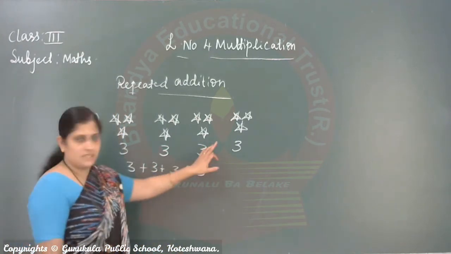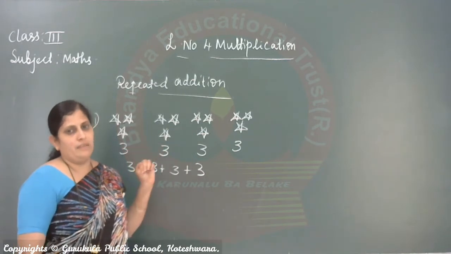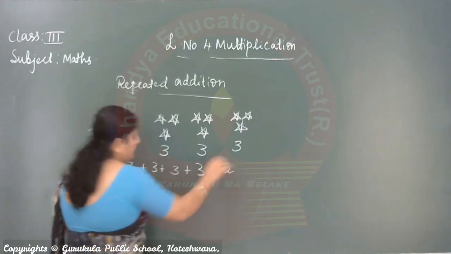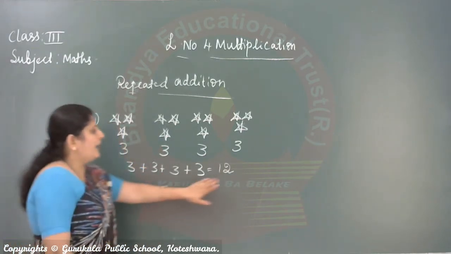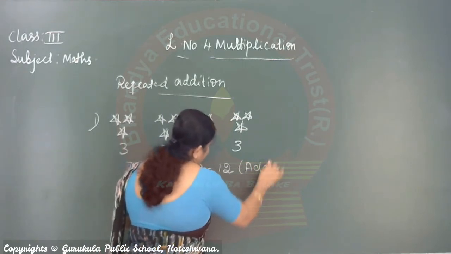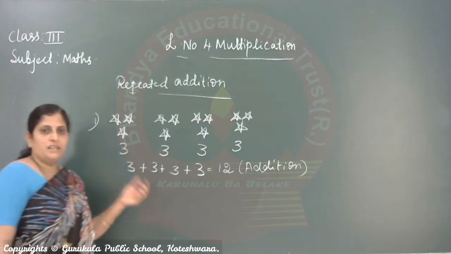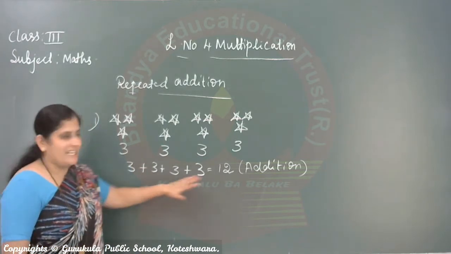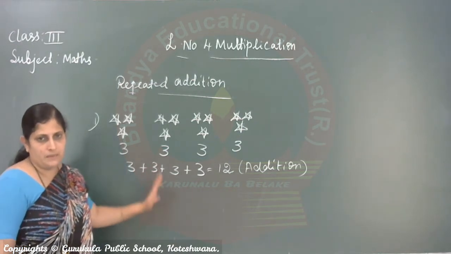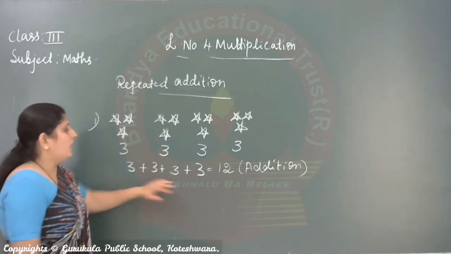How many times is it given? 1, 2, 3, 4. Correct? 4 times it is given, no? So this will be 12 now. This is the addition method. So multiplication is repeated addition. Again, repeatedly we have added the same number here, 3 plus 3 plus 3 plus 3. So this will be 12.